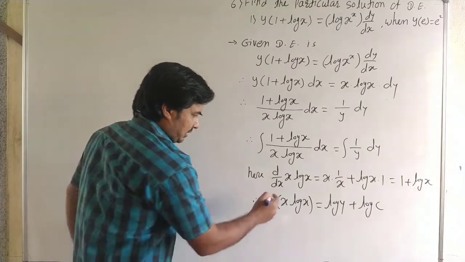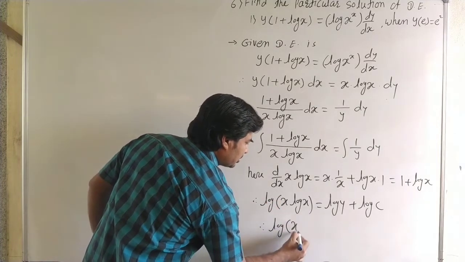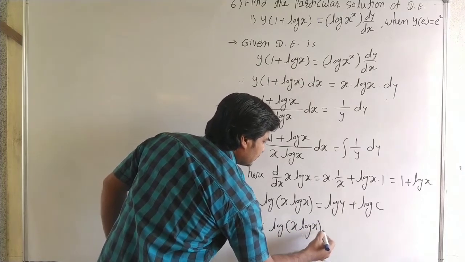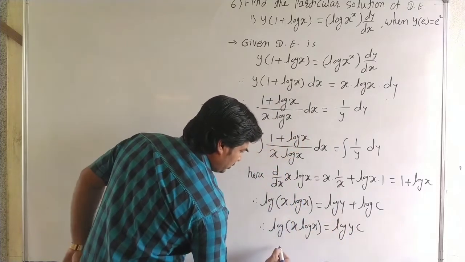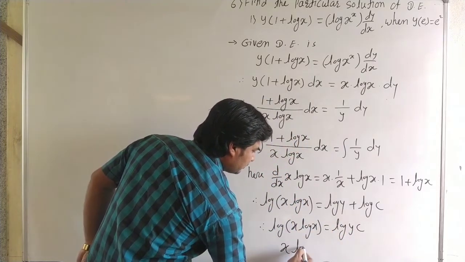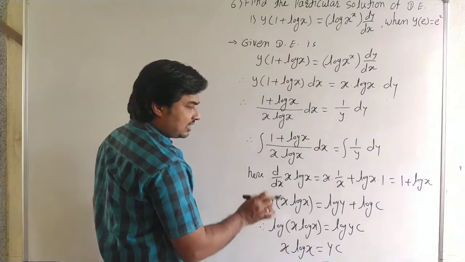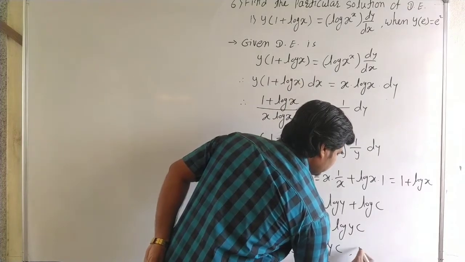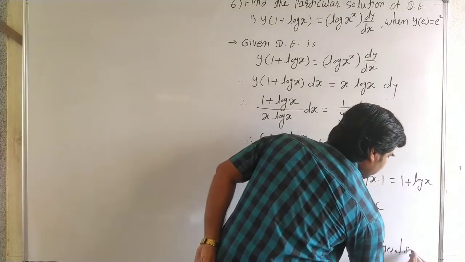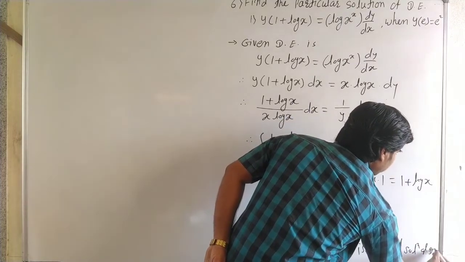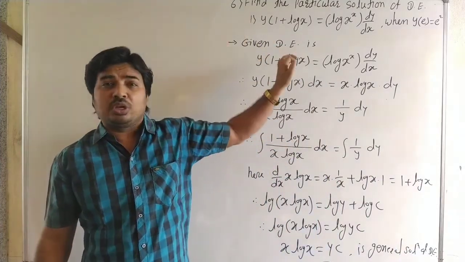Now here, therefore, log of x into log x is equal to log of y into c. Removing log on both sides, therefore x log x is equal to y into c. Here is the general solution of the differential equation.